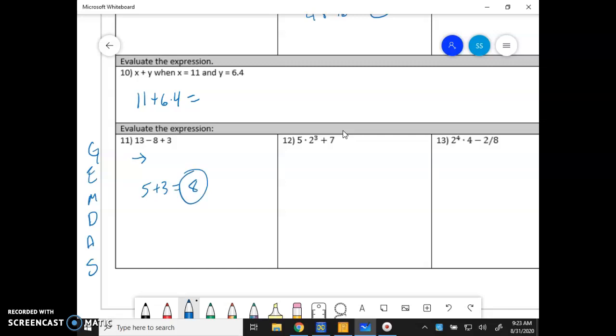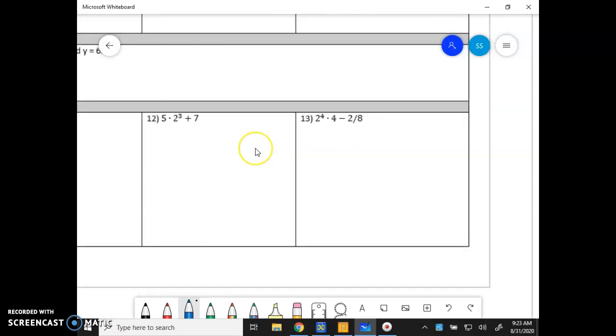Okay, next one here. We'll let you guys finish this one, but I'll give you the order. We have multiplication, we've got exponents, and addition. So we don't have any grouping symbols, but we have to do exponents first, then we're going to multiply, then we can add.